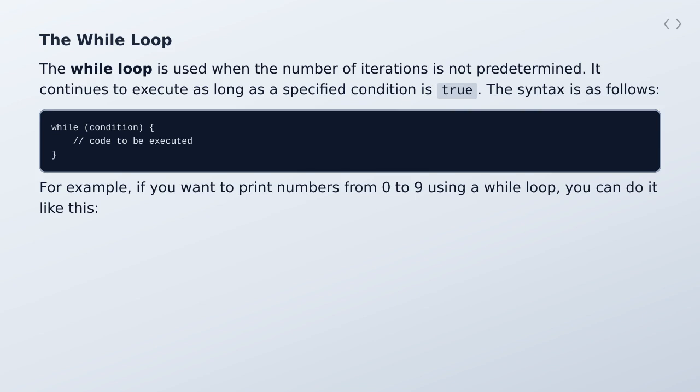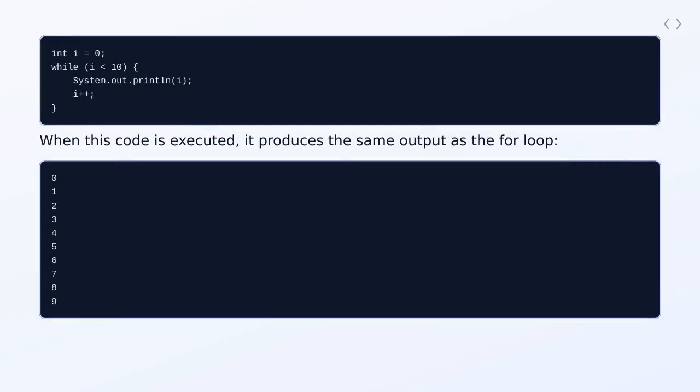For example, if you want to print numbers from 0 to 9 using a while loop, you can do it like this. I'll let you read the examples on screen rather than reading every line aloud. When this code is executed, it produces the same output as the for loop.